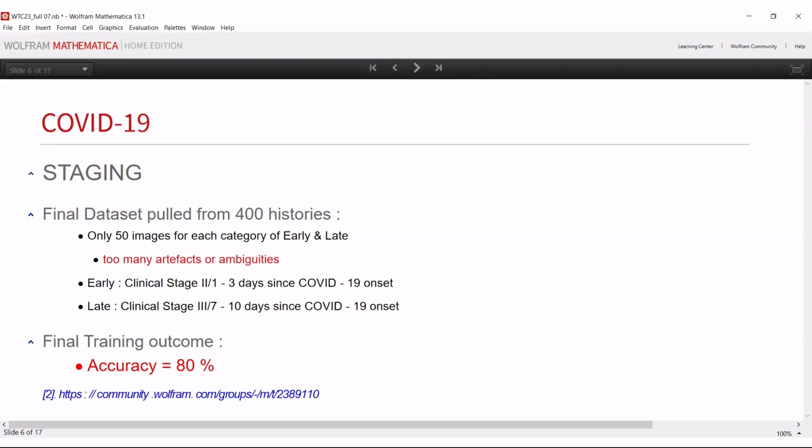So upon reviewing the images, we realized that there were many ambiguities and artifacts which were compromising the quality assurance of the data set. Upon removal of those, we had about 100 images for training from which we obtained an 80% accuracy. So this is quite reassuring for such a really small training set. So quality assurance issues are a serious hazard in artificial intelligence. It results in data poisoning, which is one of the main lessons we took away from this particular exercise. So the full details of this COVID-19 work are available on the Wolfram community site if you wish to review the details.